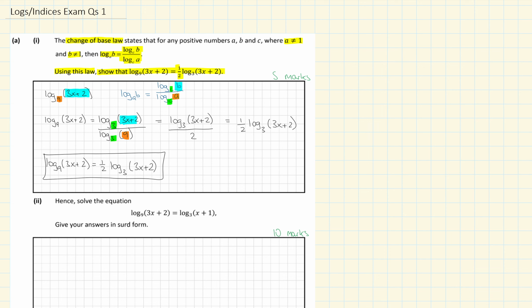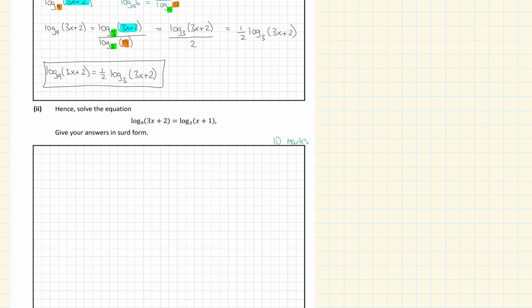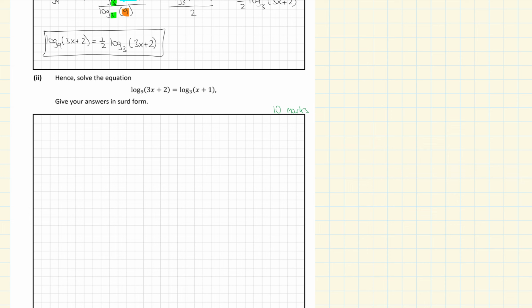A pretty straightforward 5 marks. Okay, part 2, we see the word hence, so that tells us we use our work from part 1, or we don't have to, but it's usually beneficial. So they want us to solve the equation and then answers in surd form, so square root form.